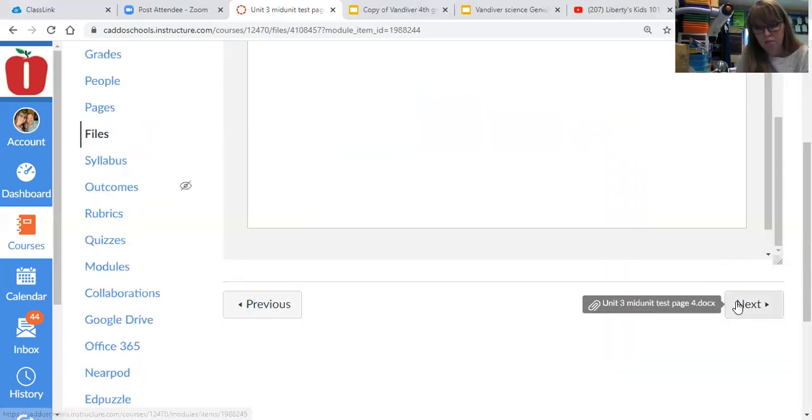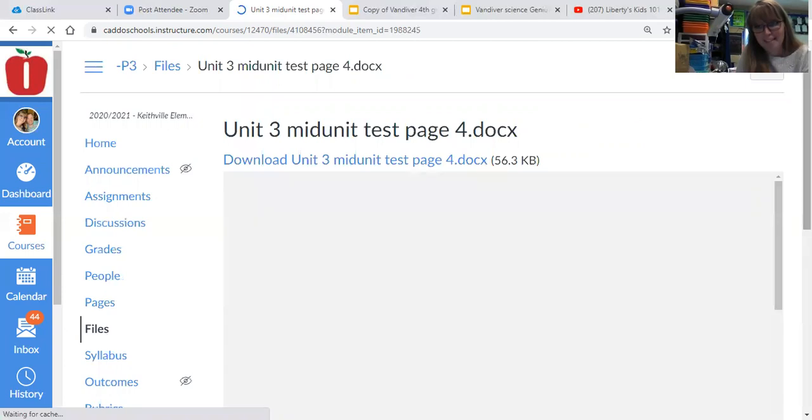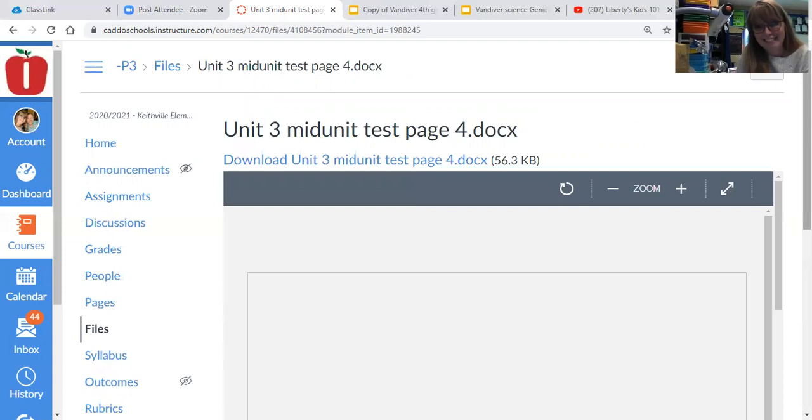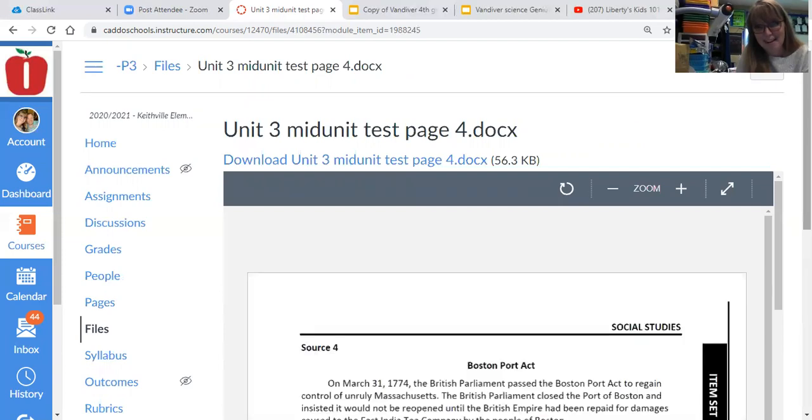Next, source 4. Pardon the noises out in the hallway. Teachers' kids out here. If I'm not mistaken, that's Brian out there.